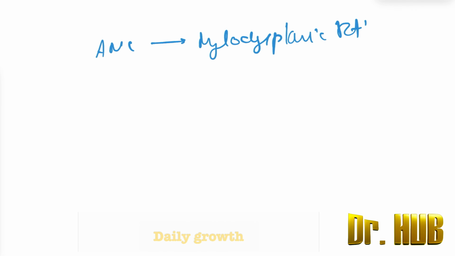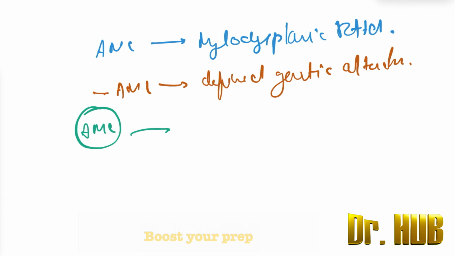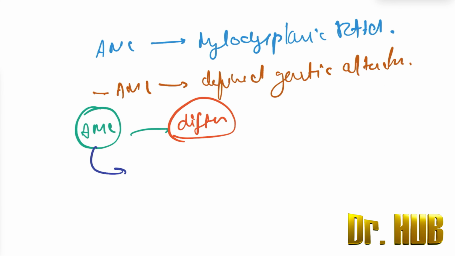Then comes the AML with myelodysplasia related. Next is the AML with other defined genetic alterations. Next we look at the AML, and this is defined by the differentiation. So what is included here? This includes the AML with the minimal differentiation.